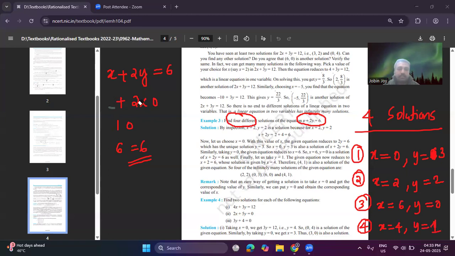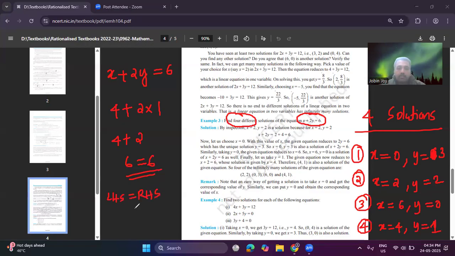Try this. So like this, you can put any value into this equation so that LHS is equal to RHS. So x equal to 4. So that means 4 plus 2 into y is 1. So 4 plus 2 into 1 is 2. 4 plus 2 is 6. So 6 equal to 6.